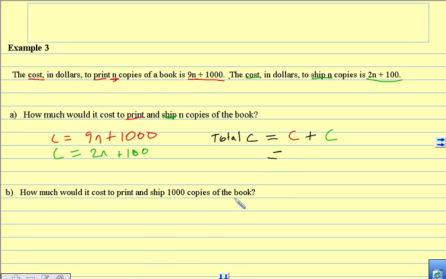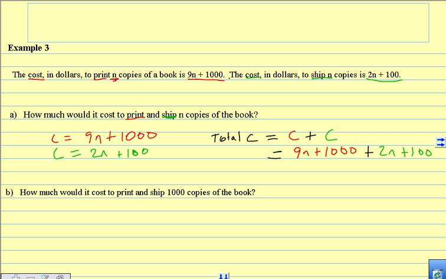So that would be equal to 9n plus 1,000, all plus 2n plus 100. Okay, and now we can just collect like terms.